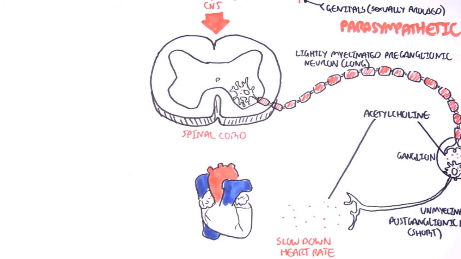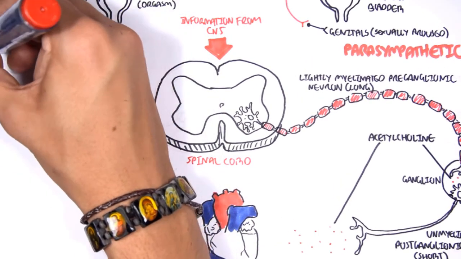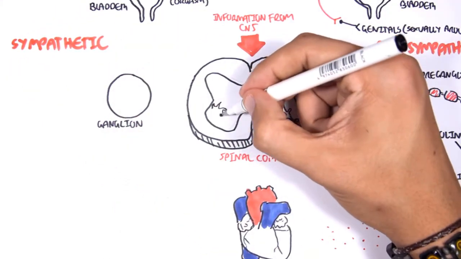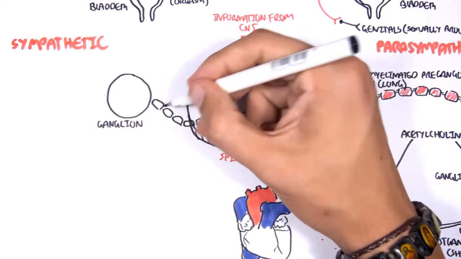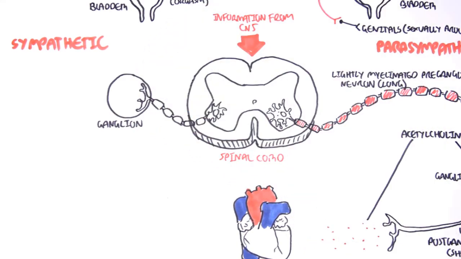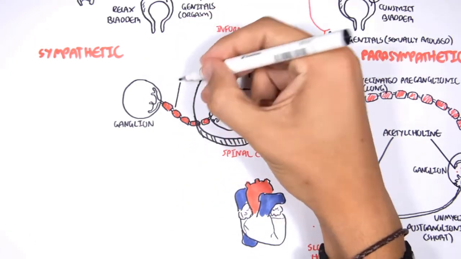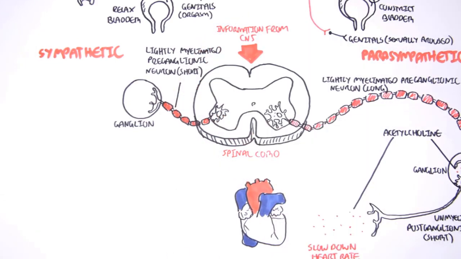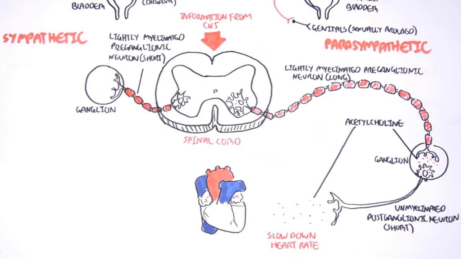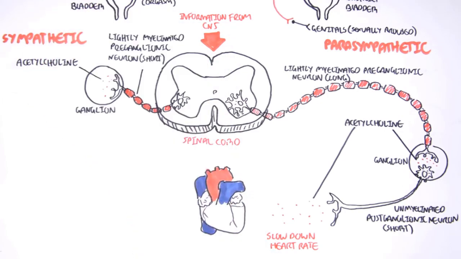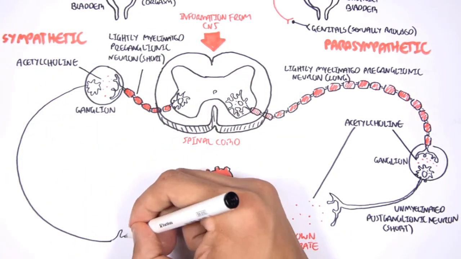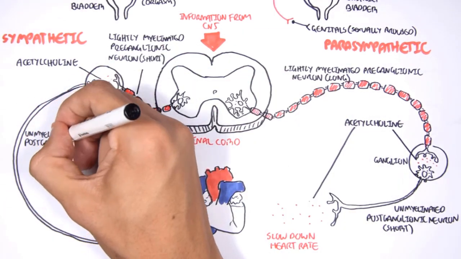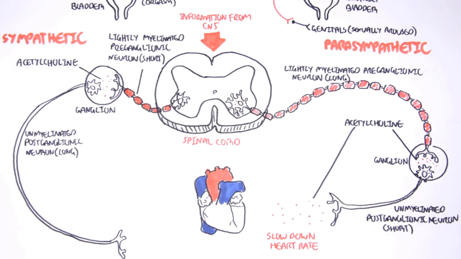Anyway, so now let's look at the sympathetic. In the sympathetic, we also have a ganglion. Information from the central nervous system will send information to the preganglionic sympathetic neuron, which in this case is lightly myelinated and quite short. It will synapse in the ganglion and release the neurotransmitter acetylcholine, so you can see some similarities between the sympathetic and parasympathetic. There's acetylcholine. And now this new postganglionic sympathetic neuron is going to be unmyelinated and long.